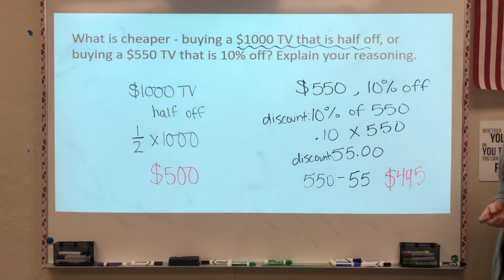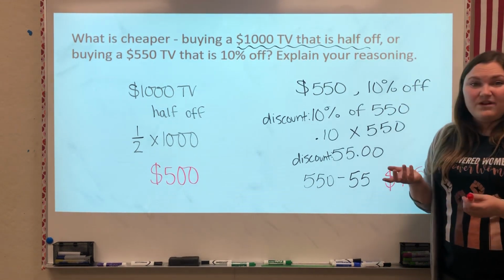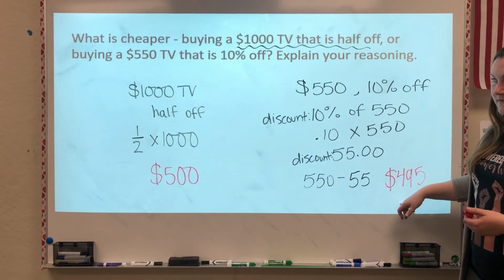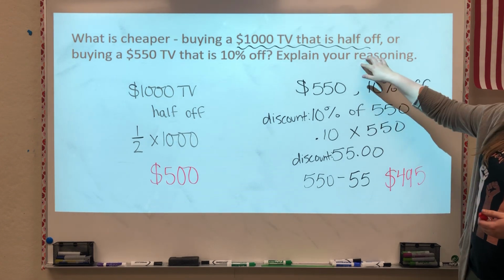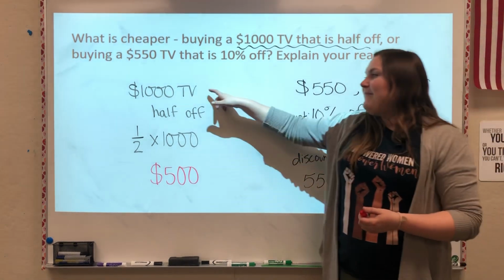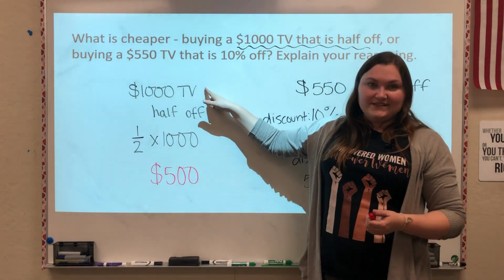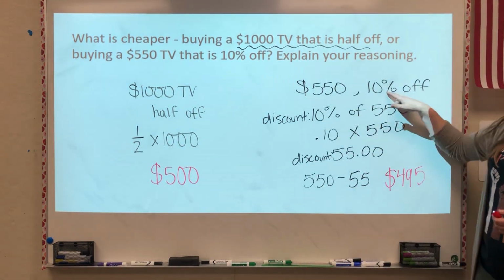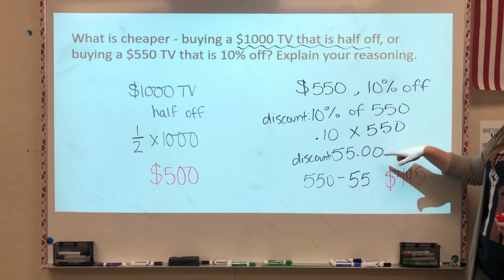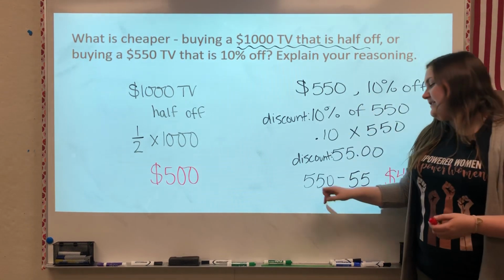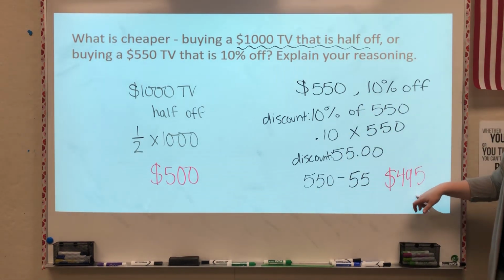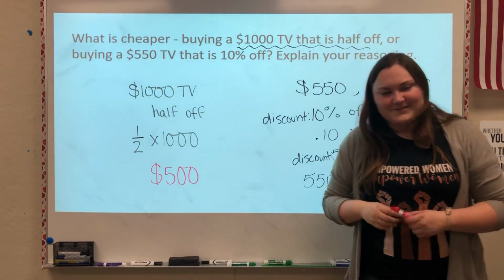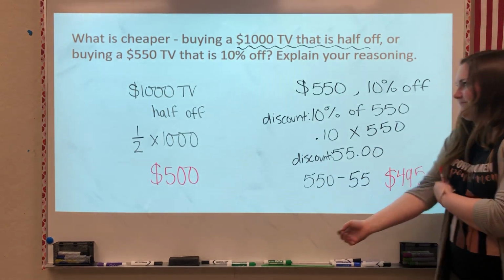To explain your reasoning, I would just summarize what we figured out here. I would say the second option is cheaper. I figured that out by finding what half of the $1,000 TV was, which was $500. The second TV, 10% off, would be $55. So the second TV, the final cost would be $495. And $495 is cheaper than $500, something along those lines.